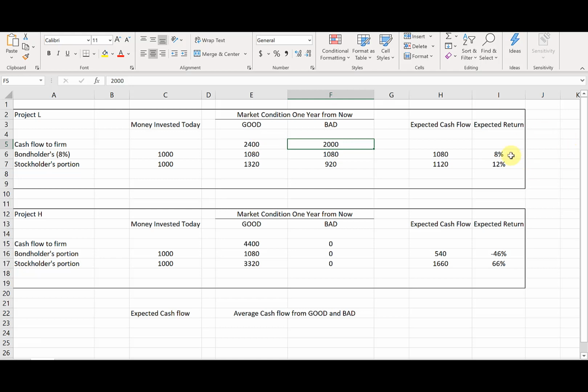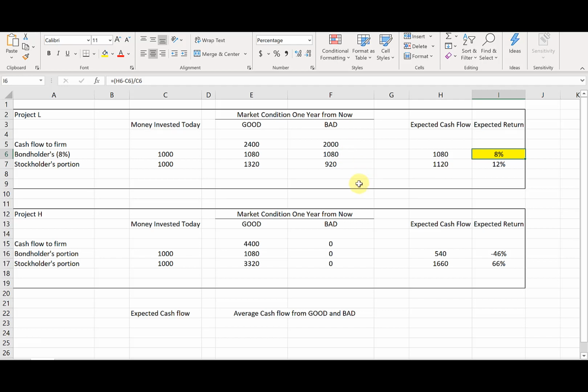Compared to that, if the company takes on Project H, then the bondholders could be at a potential loss if the firm does not make any money. So they would not receive their initial investment, nor would they receive their interest. They're looking at an expected return of negative 46%. So obviously, if you are a bondholder, you would prefer that the company take on the low risk project and give them a return of 8%.